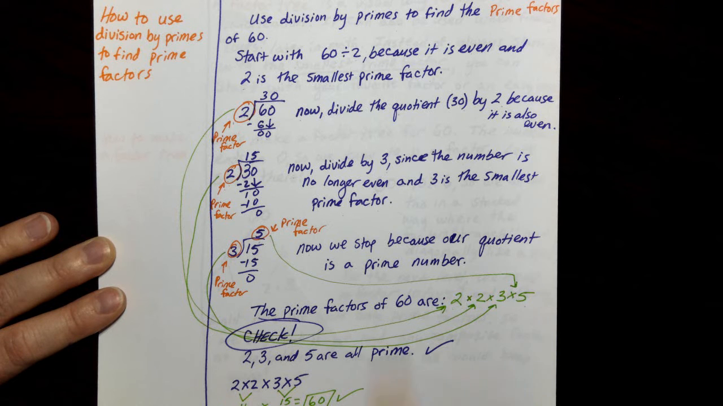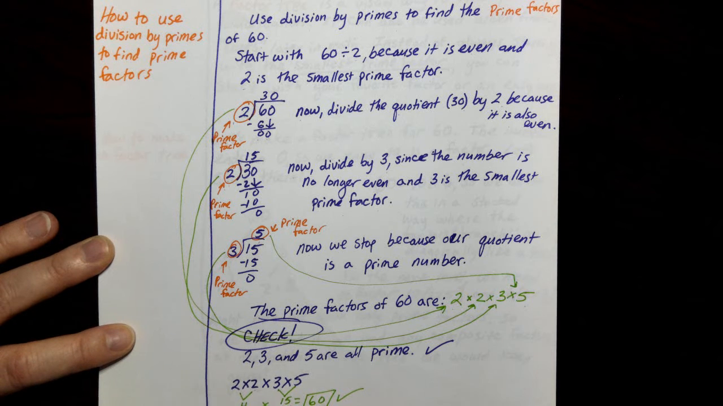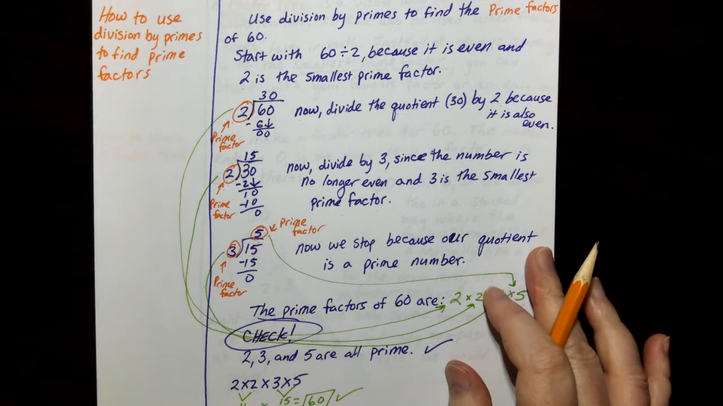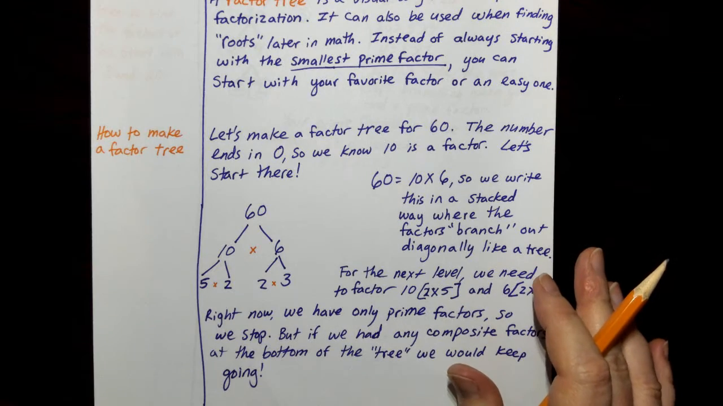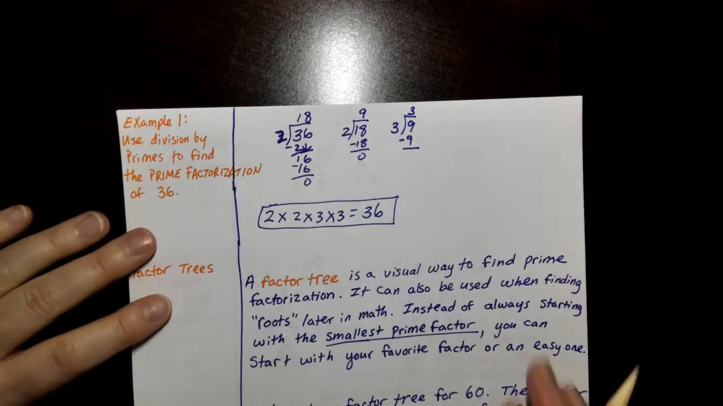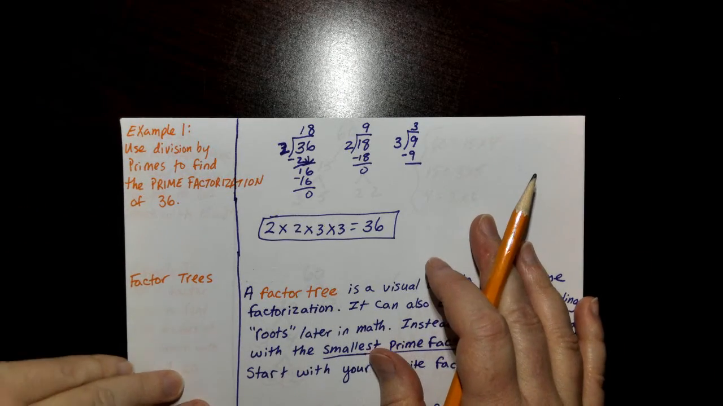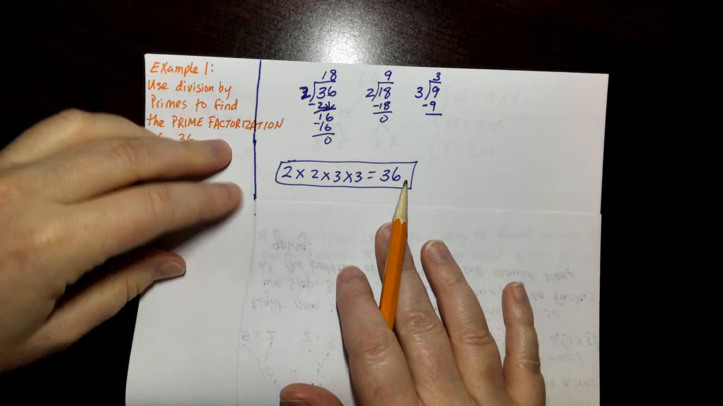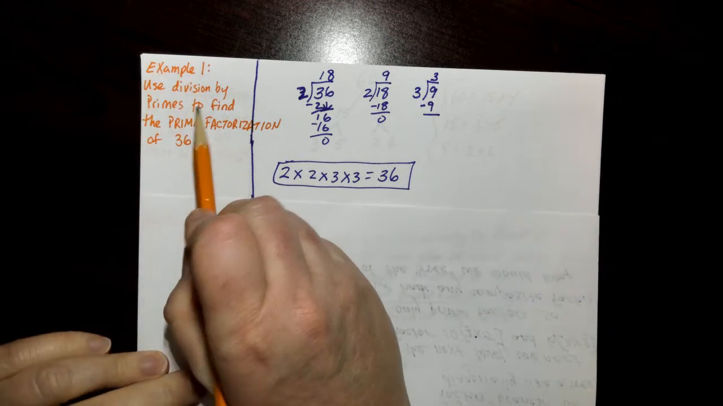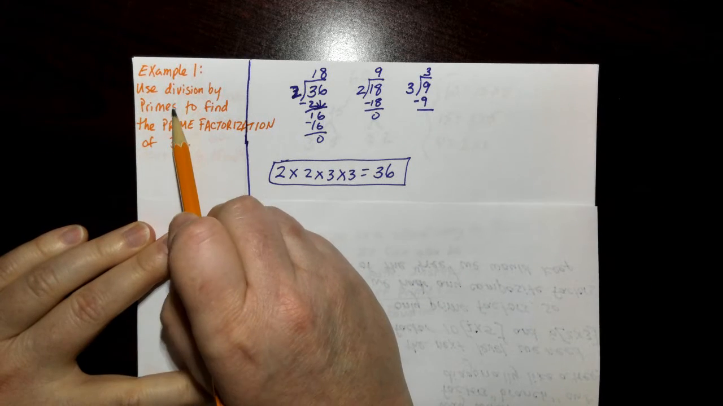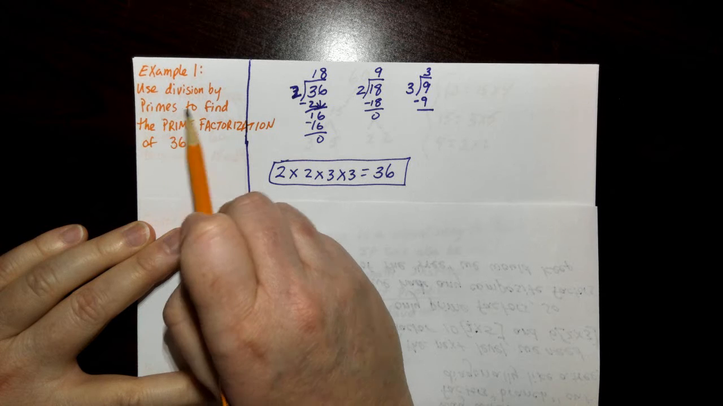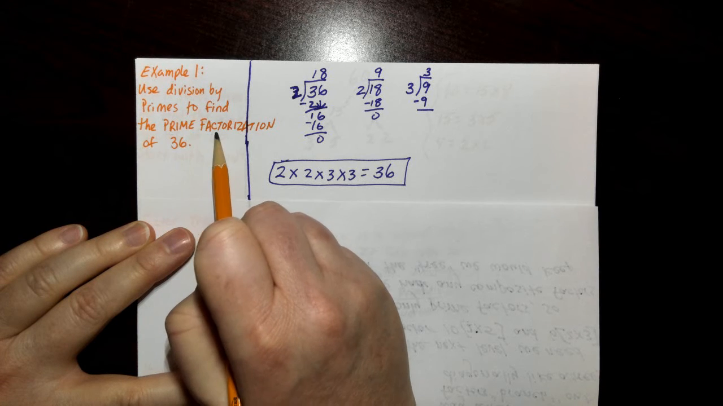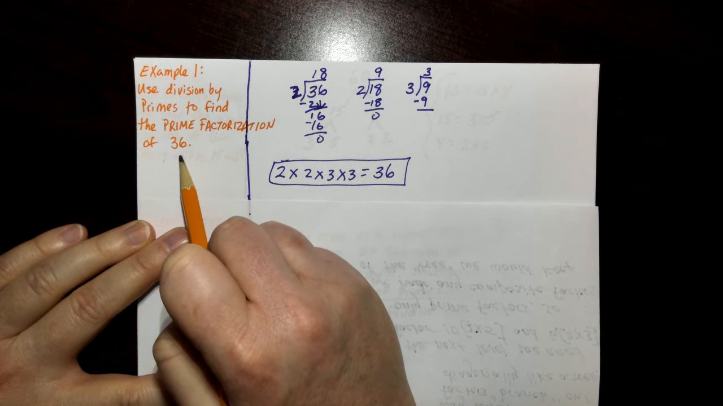Check. And if I take 2 times 2, I get 4. 3 times 5 is 15. 4 times 15 equals 60. So we're good to go. Okay, so example number 1. I'm going to fold this up. Okay, so the first example from the book. Use division by primes to find the prime factorization of 36.